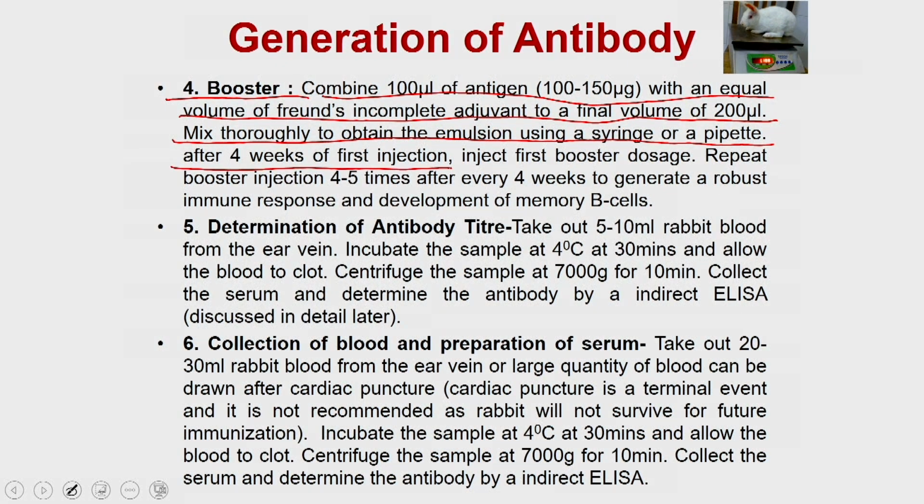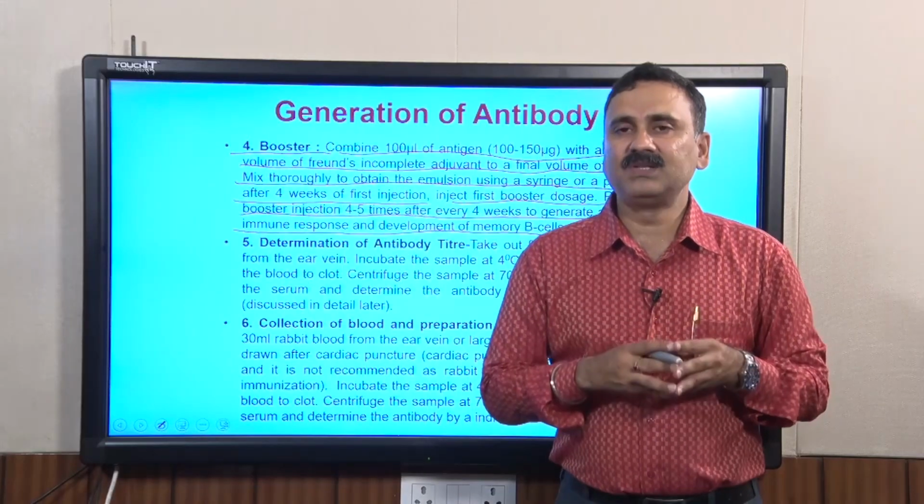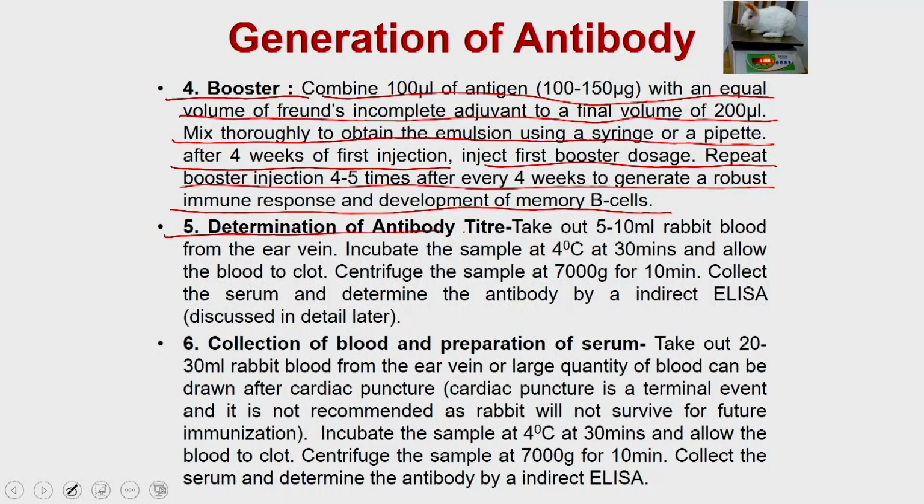After 4 weeks of injection, inject the first booster dose. Repeat the booster doses 4 to 5 times, and that will cause a robust immune response and development of memory B cells. Now, once you are sure that sufficient time has passed and you have given a sufficient number of booster doses, you can take out a small amount of blood and test for the presence of antibodies. So, then you will determine the antibody titer.